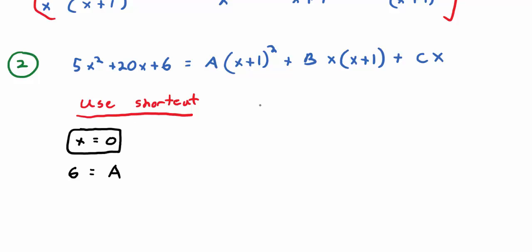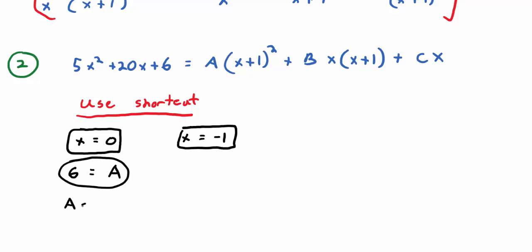All right. What's another value we could let x equal? Okay, -1. So by the way, we're going to use this. This is telling us a equals 6, right? So okay, if x equals -1, a little bit more work here, then that gives us what? 5, minus 20 plus 6 on the left side?